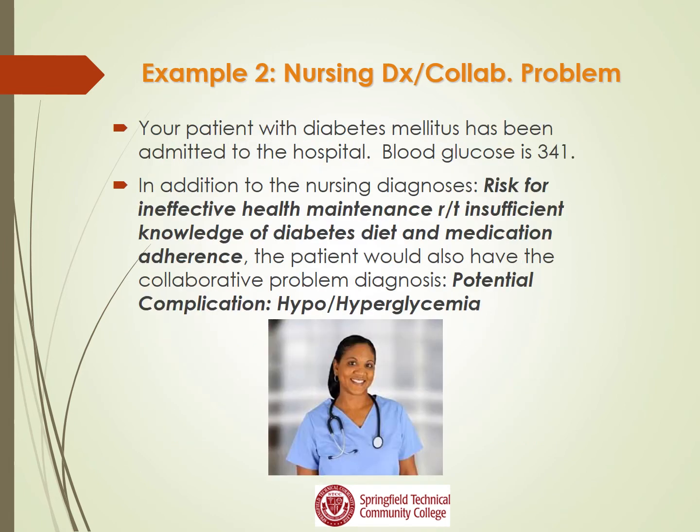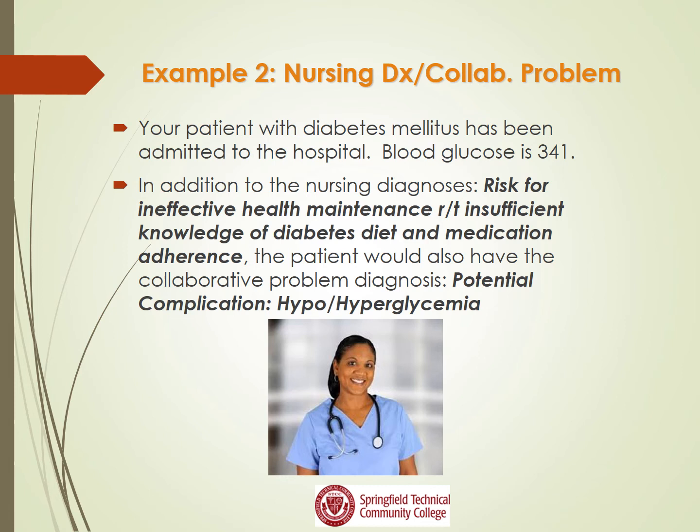All right, so here's your second case study. This patient has diabetes and they've been admitted to the hospital. Blood glucose is 341. In addition to the nursing diagnosis, risk for ineffective health maintenance related to insufficient knowledge of diabetes diet and medication adherence, the patient would also have the collaborative problem, potential complication, hyperglycemia. And that seems like it's very straightforward, right?